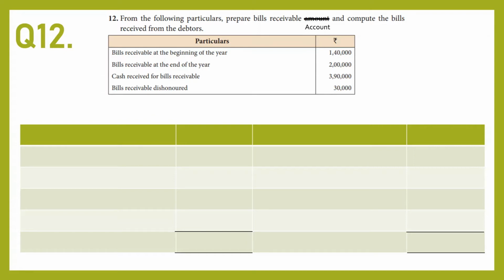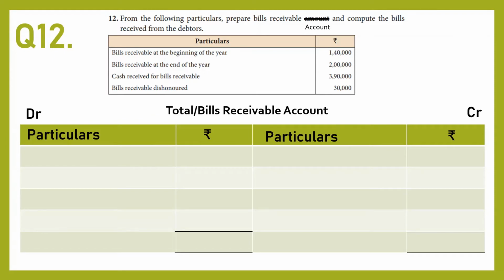These are the particulars given, where they have given bills receivable at the beginning, bills receivable at the end, and then cash received for the bills receivable, which is 3.9 lakhs, and the bills receivable which has been dishonored is 30,000. So draw a usual account with the debit, credit, and particulars, as I have indicated below, and then let us start plotting the figures in this account. What is the balance that is brought down? The balance at the beginning of the year is 1.4 lakhs, which is given in the problem as bills receivable at the beginning of the year.